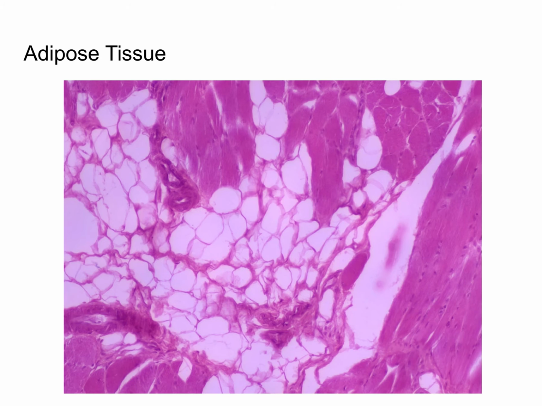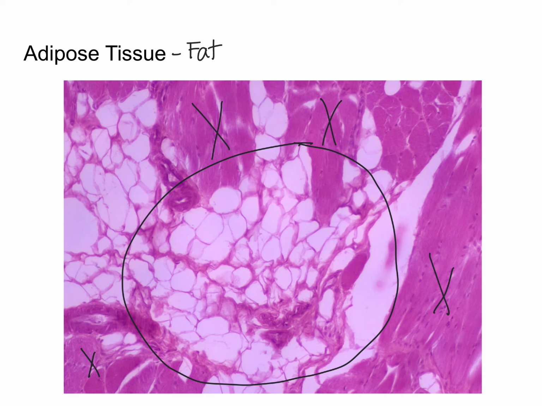This picture is showing you adipose tissue that's sandwiched in between some other tissues. So remember that your adipose tissue is your fat. And so it's not referring to these tissues here. These actually look like muscle tissue around here. But this lacy looking area here, this is your fat. This is your adipose tissue.